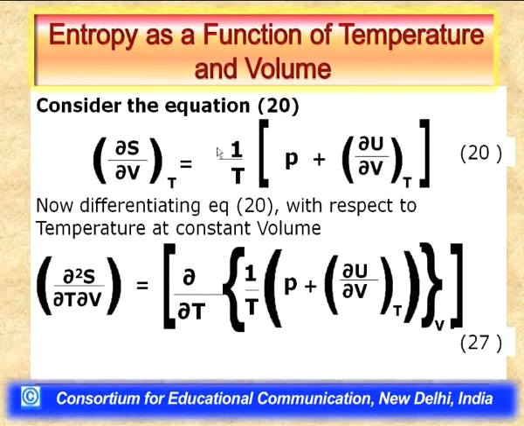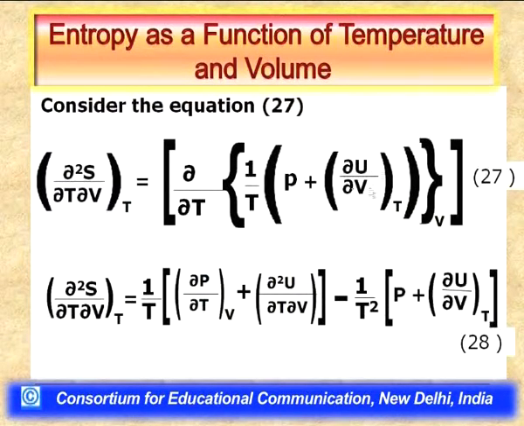So, it means we need to differentiate the right hand side expression with respect to temperature now at constant volume, which we have just written symbolically here with a few bracket terms, like del by del T of this whole expression, 1 by T into P plus del U by del V at constant T, and this differential should be done at constant volume. That is what we mean by writing so many bracket terms over here.